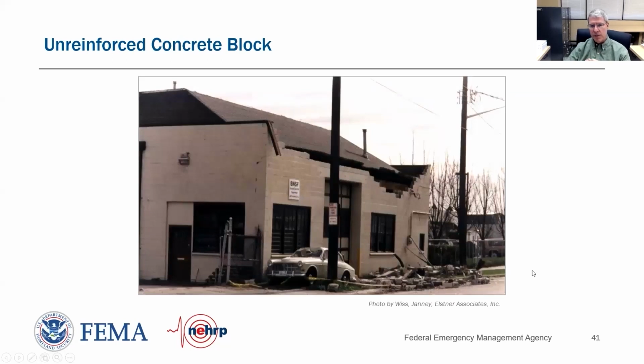We can, like I mentioned previously, have concrete masonry units that are unreinforced. Here's a photograph of an unreinforced concrete masonry unit building. You can see the damage is at the top, not at the bottom, because of the lack of reinforcement within the walls. The greater displacement at the top is where we begin to precipitate failure or collapse of the buildings for unreinforced masonry.